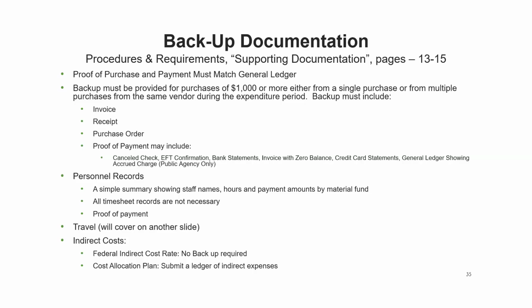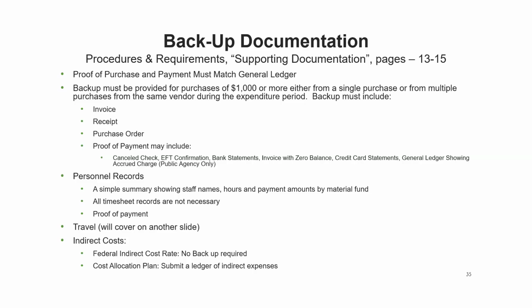So you provide an invoice, a receipt, or a purchase order. Proof of payment may include everything listed there. Personnel records: a simple summary showing staff names, hours, and payment amounts by material fund. All timesheet records are not necessary. And proof of payment for the personnel. So if you use a payment vendor who does all your payments for you, then you can just provide us their documentation. Travel we'll cover on another slide, and indirect costs.